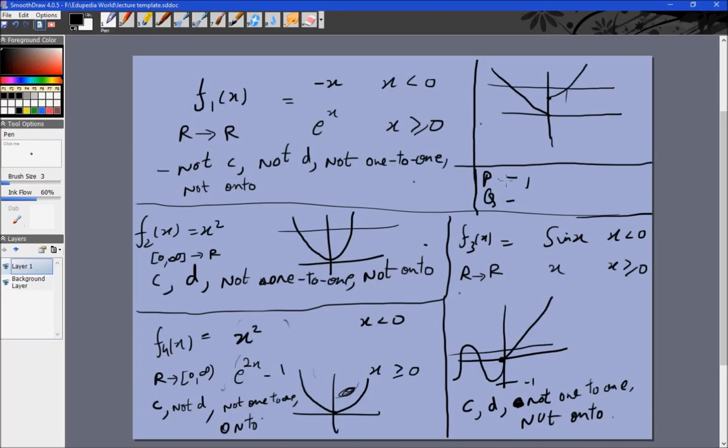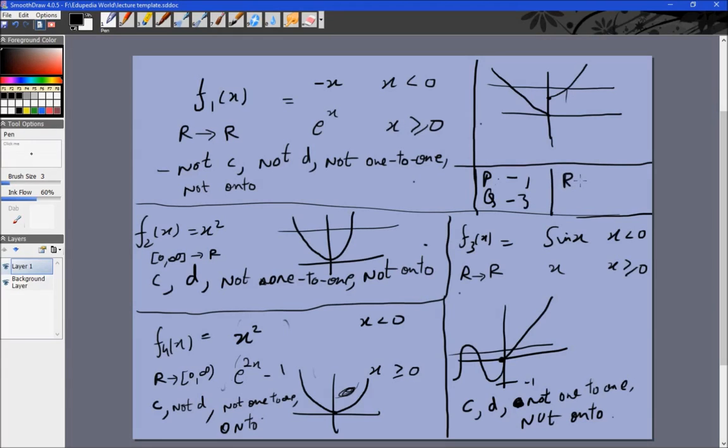Q, let's look at Q. Q is f3. f3 is continuous and differentiable. It is not 1 to 1 and it is not onto. So 1 is false. Neither continuous nor 1 to 1 is false. Differentiable but not 1 to 1 is true. Continuous and 1 to 1 is not true. So Q will be 3.